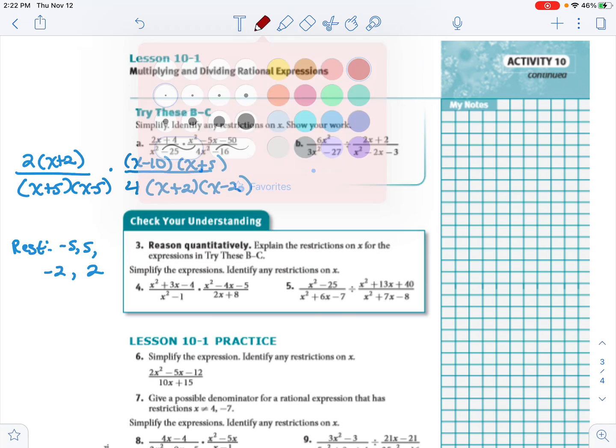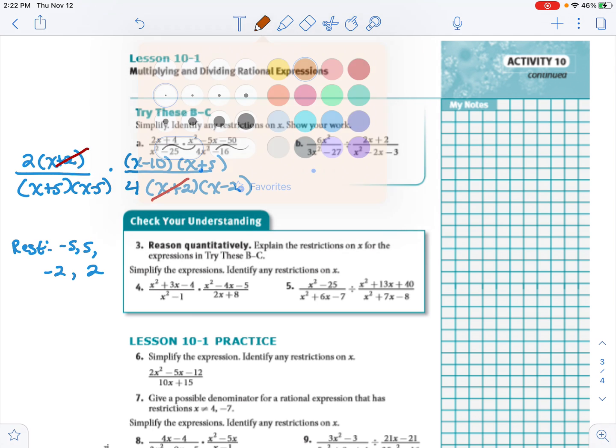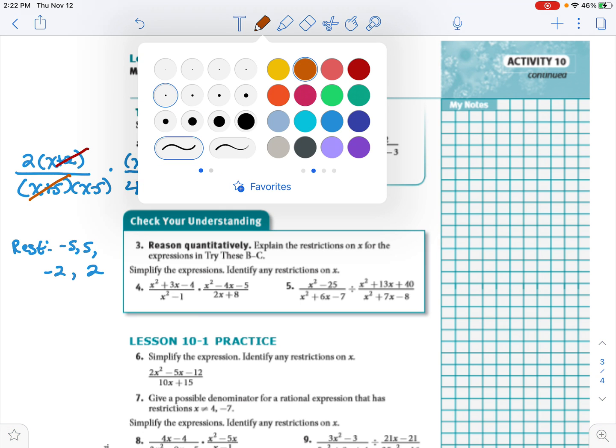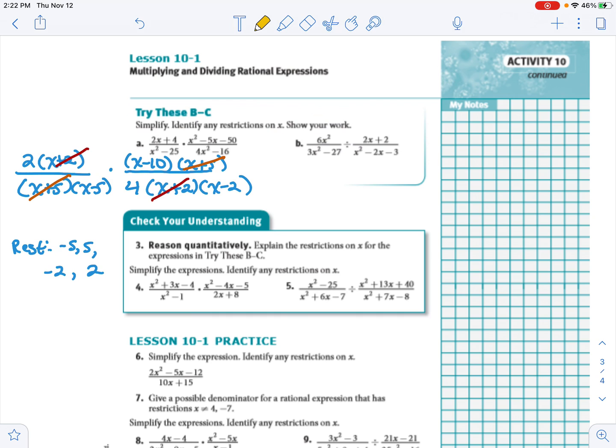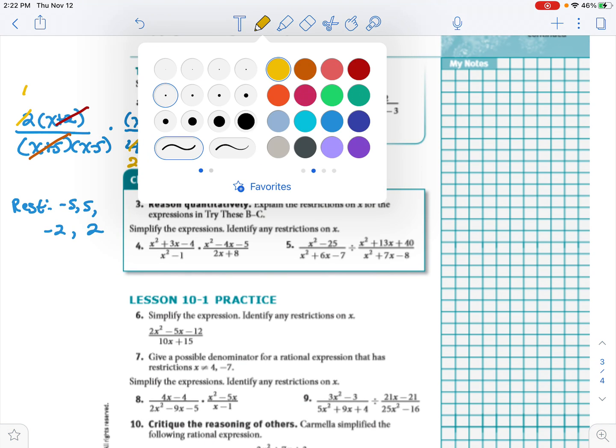And so if I look at my x plus 2 on top here, I know that that can divide out with x plus 2 on bottom. So those are gone. Okay, and I know that I have an x plus 5 on top, so I'm going to cross that off with x plus 5 on bottom. Now I also have a 2/4 that can be simplified. 2 goes into 2 once, and it goes into 4 2 times. So I think I'm ready for my final answer.